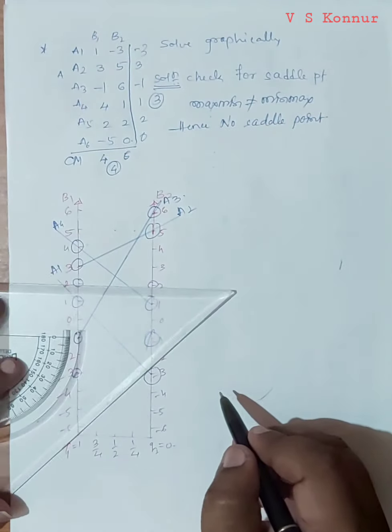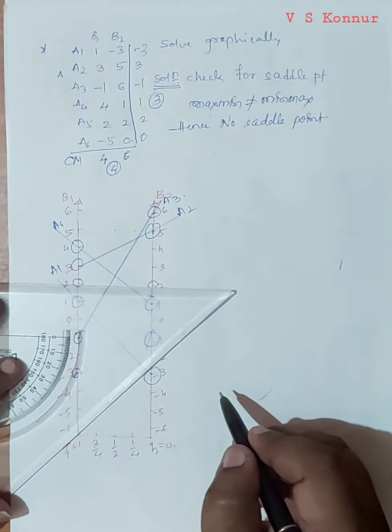Check by analytical method. So these are intersected by A2 and A4. It has been reduced to A2 and A4. Now we'll take A2, A4, B1, B2. A2 is 3, 5. A4 is 4, 1. Now the value of A is equal to 3, B is equal to 5, C is equal to 4, D is equal to 1. Now write the probabilities.